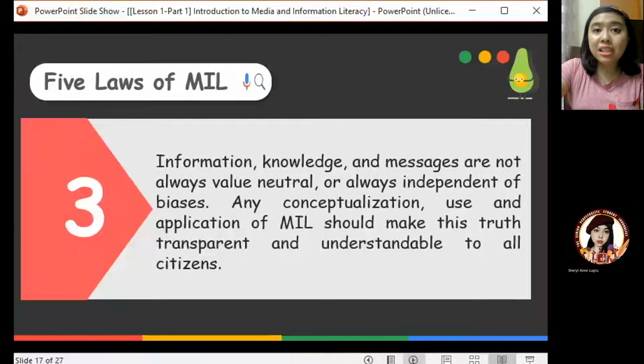So after all, it's about respect and I would say aside from respect, it's also about having to understand people, like empathy towards them. So I hope that you would apply that not just in the classroom, but outside the classroom, in your neighborhood, in your family as well. So moving on, any conceptualization, use, and application of MIL should make this truth transparent and understandable to all citizens. So you see, if we apply MIL, if we are all literate of media, information, and technology, then we have the responsibility to bring out the truth, okay, and make these truths understandable for everyone. Okay, that's why if you're literate, then the goal is for you to teach people.